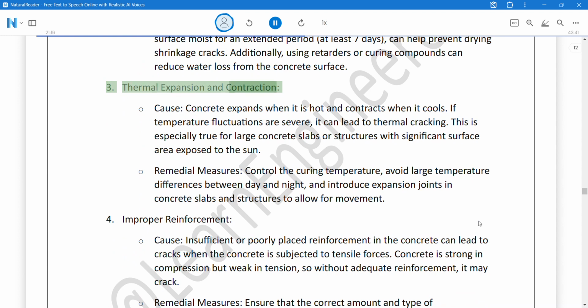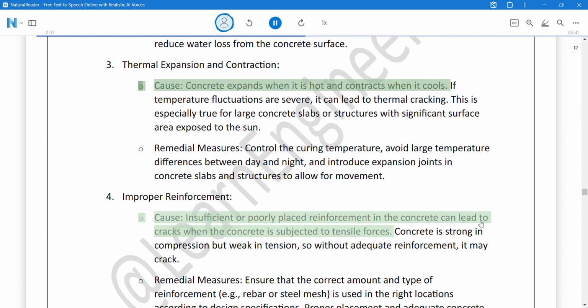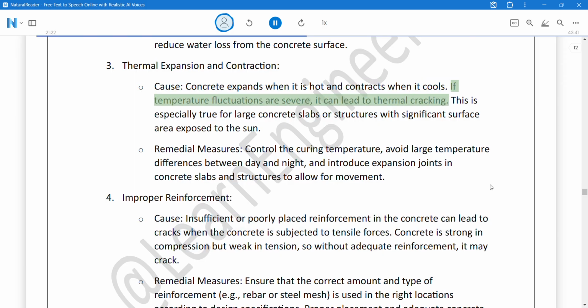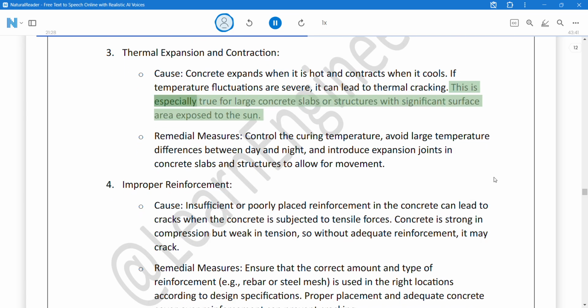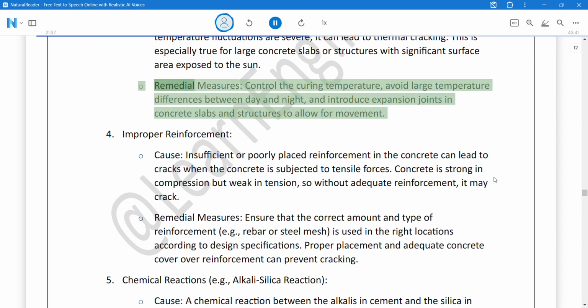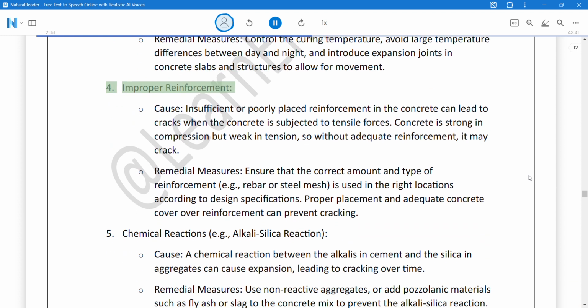3. Thermal expansion and contraction. Cause. Concrete expands when it is hot and contracts when it cools. If temperature fluctuations are severe, it can lead to thermal cracking. This is especially true for large concrete slabs or structures with significant surface area exposed to the sun. Remedial measures. Control the curing temperature, avoid large temperature differences between day and night, and introduce expansion joints in concrete slabs and structures to allow for movement.